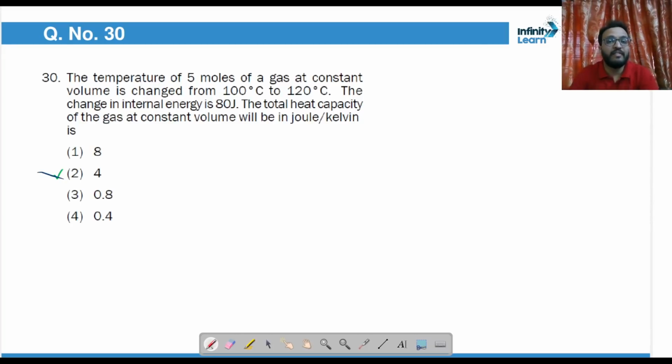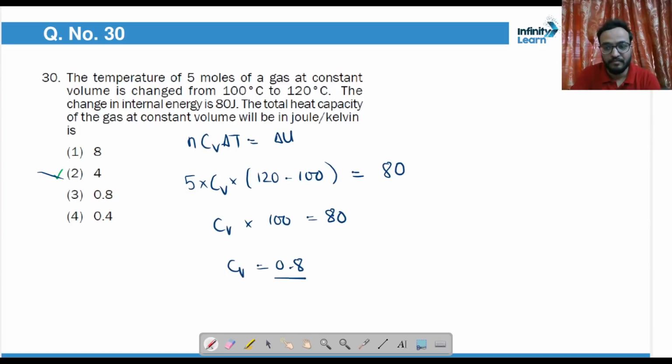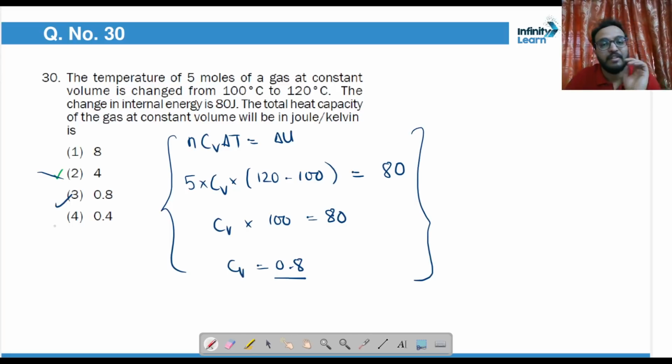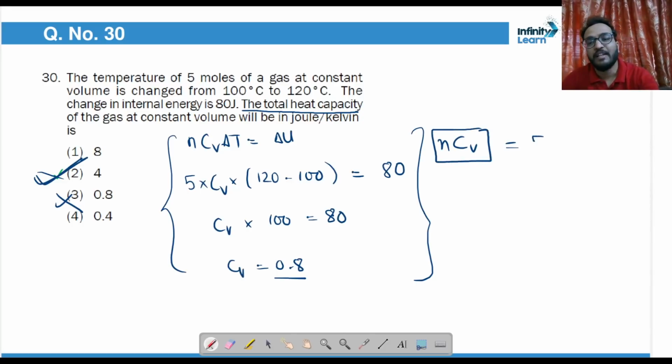The temperature of 5 moles of gas. In this question everybody would say that 4 is not the option, 0.8 is the correct answer. Why? Because you are solving it and you are getting that answer, right? But see, in the question they are asking the total heat capacity, they are not asking specific heat capacity. Actually this is wrong and this is right, because they are not asking CV, they are asking nCV. This is known as total heat capacity. So 5 into 0.8, answer will be 4.